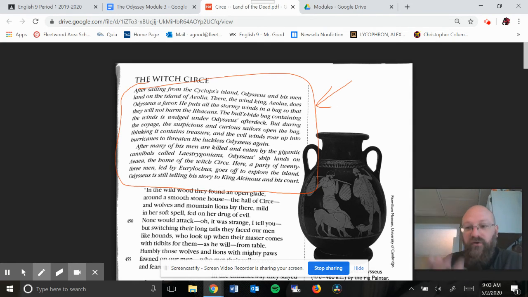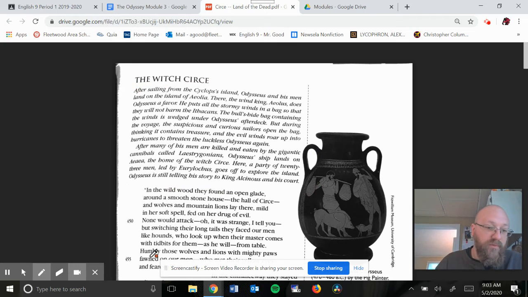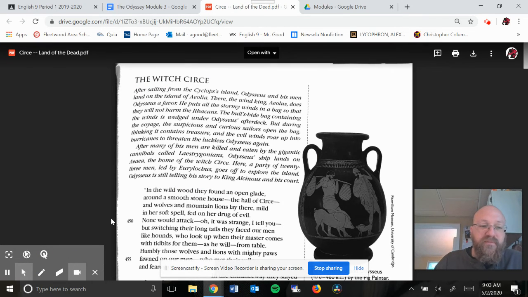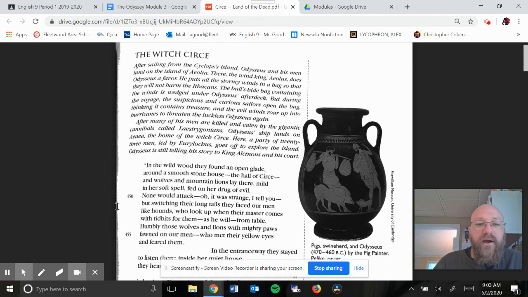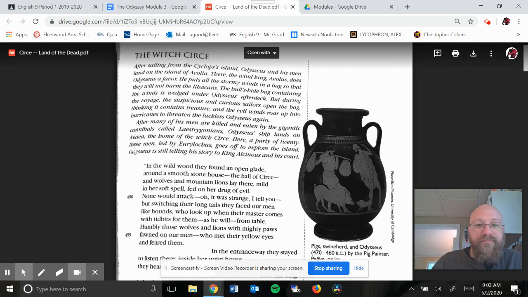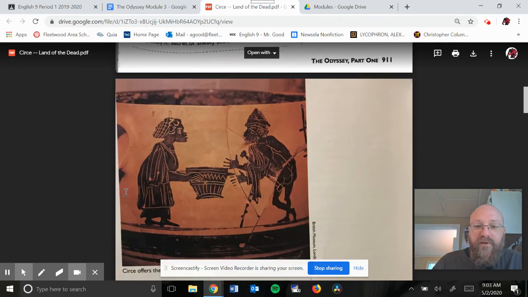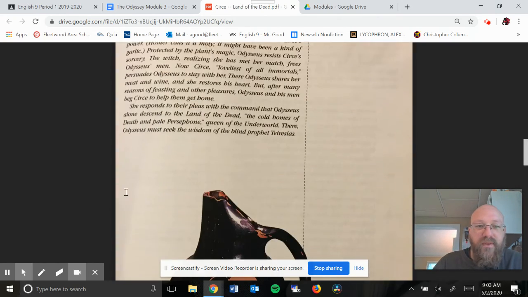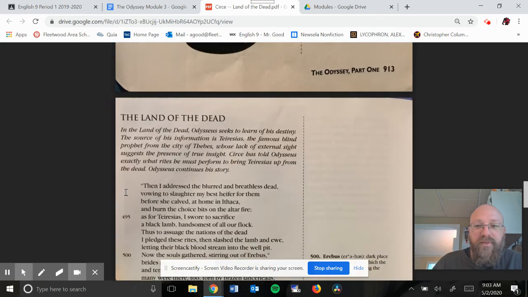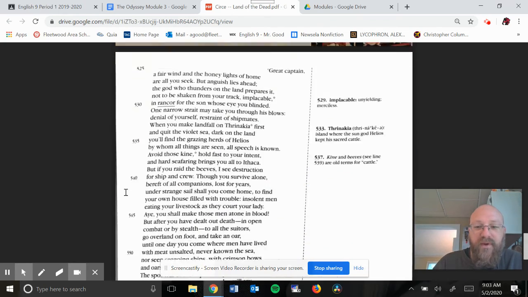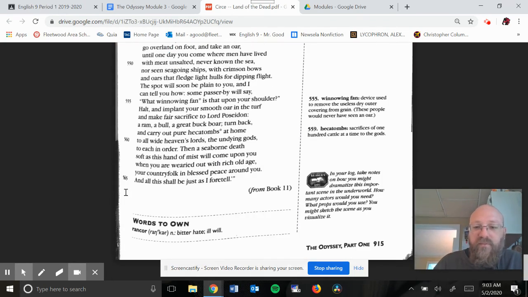Some of you are just Googling answers and finding them on the internet. Not the best way to do it. Everything you need is in this format. So this is after they leave the Cyclops Island, and it goes on to page 911 here, and it's only 2 pages for that one, and then we get to the Land of the Dead. And that one's I think only 2 pages as well from book 11.